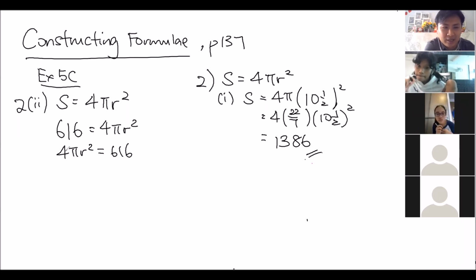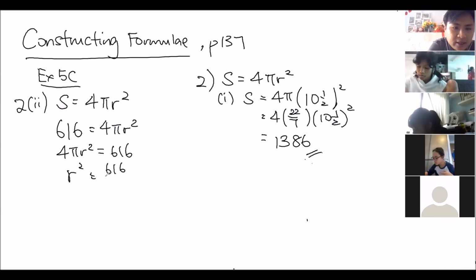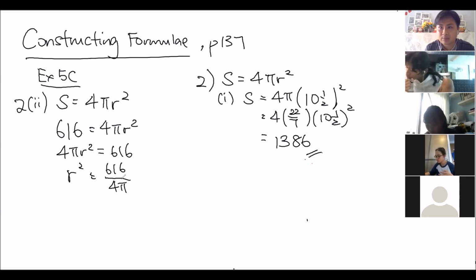Okay, let's continue. Now when we want to remove the 4 pi, what should we do? Divide. We want to remove, so we divide. So now R square equals 616 divided by 4 pi. Everyone clear on this? Jin Chen, you raised your hand. Is it because I'm going too fast?